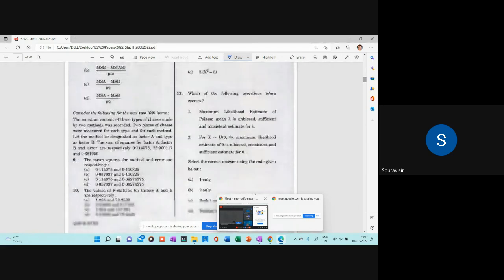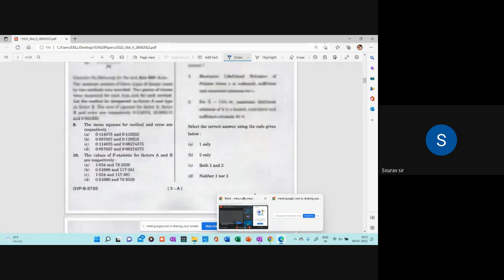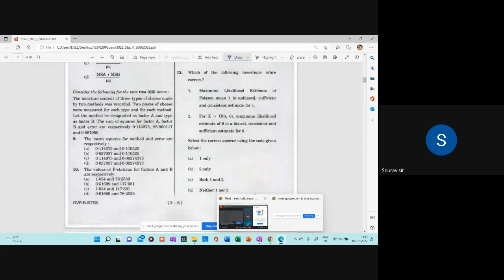Next, I am going for sum number 12. It says which of the following assertions is correct. One: the maximum likelihood estimate of Poisson mean lambda is an unbiased, sufficient and consistent estimator of lambda. Two: if X follows uniform (0, theta), the maximum likelihood estimate of theta is a biased, consistent and sufficient estimate of theta. Are both options correct: neither one, neither two, only one, only two?